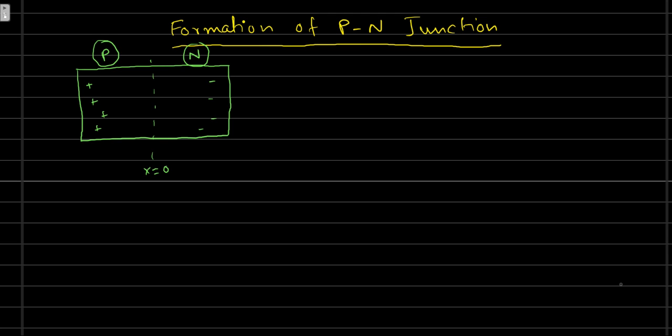So let's investigate what a PN junction is, how a PN junction is formed, and if we apply an external voltage, how that PN junction will respond to the applied bias voltage and what the current flow through the junction will be.